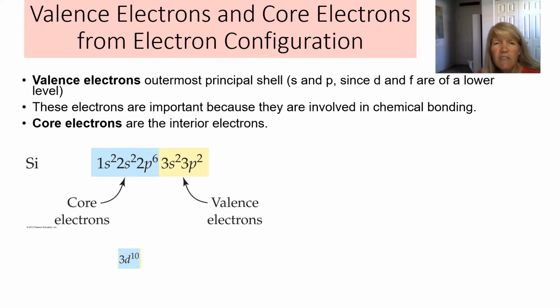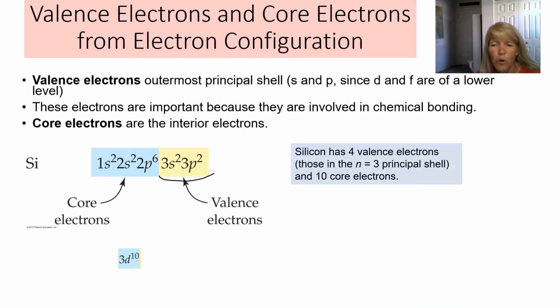So we can use electron configuration to look at valence electrons versus core electrons, okay? So the valence electrons are the outermost principal shell. So these electrons are important because they're the ones involved in chemical bonding. And so you can see them, if in this case 3 is your highest level, so it's really just the S and the P, because if you have D's, they're going to be the level before, so they'll be core. So the S and the P give you your valence electrons.